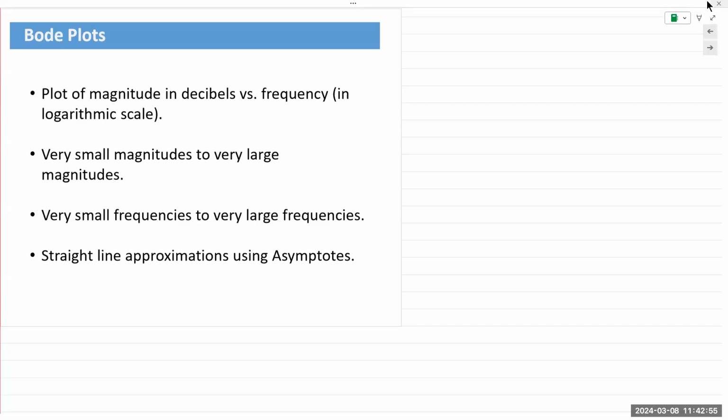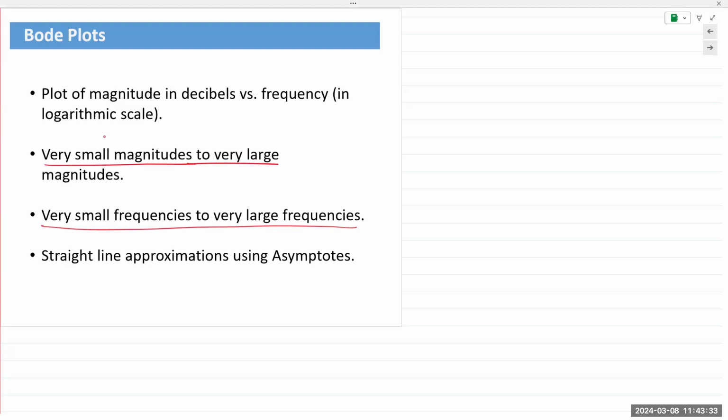And then when you try to plot the magnitudes of the transfer function, again, there would be very small values to very large values. So there was a problem trying to actually plot all of these on the same chart. And so H.W. Bode made an attempt to come up with a plot that would efficiently describe these large variations. So we are able to plot very small magnitudes to very large magnitudes all in the same plot versus the frequency range of very large to very small.